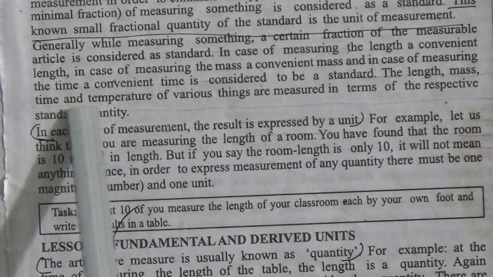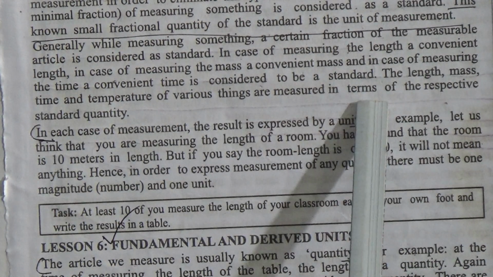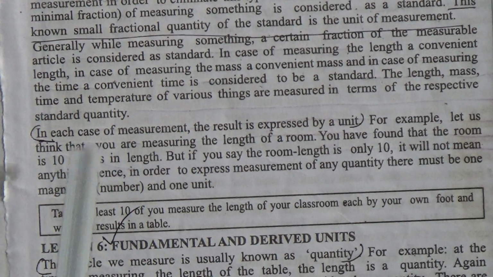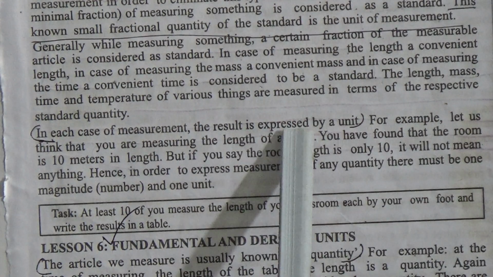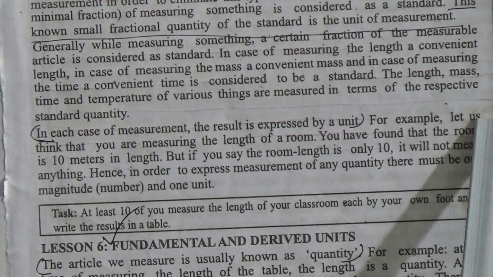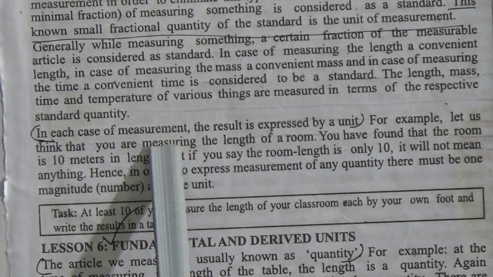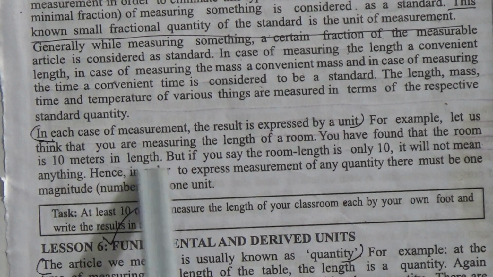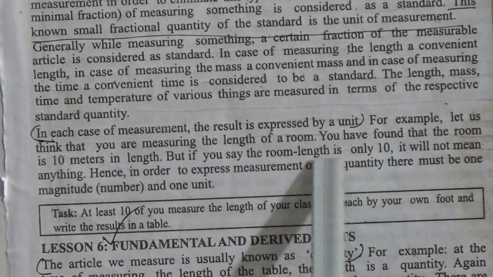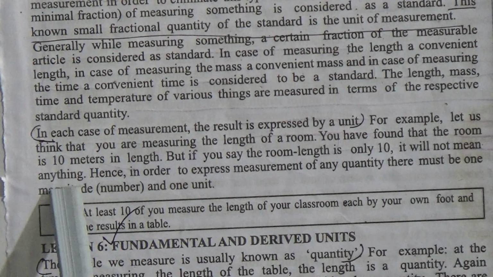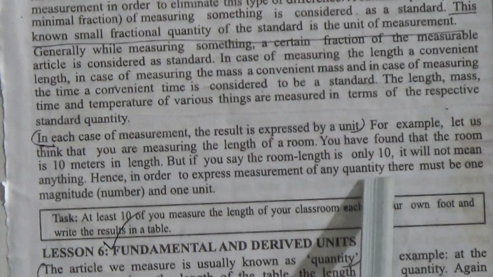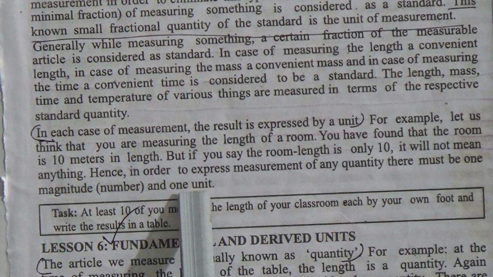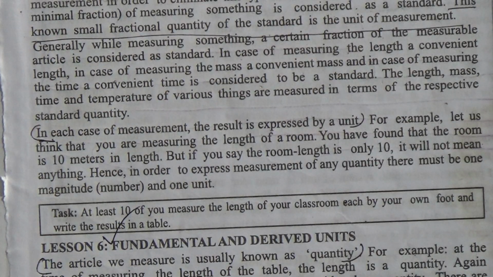The length, mass, time and temperature of various things are measured in terms of the respective standard quantity. In each case of measurement, the result is expressed by unit. For example, let us think that you are measuring the length of a room. You have found that the room is 10 meters in length, but if you say the room length is only 10, it will not mean anything. Hence, in order to express measurement of any quantity, there must be one magnitude and one unit.